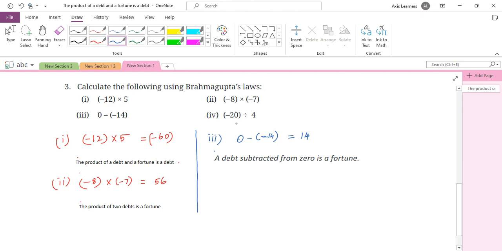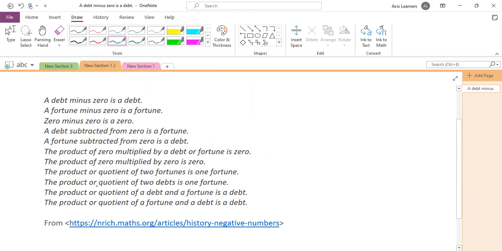Next one, fourth one, minus 20 divided by 4. Okay, see the rule. Product or quotient of 2 fortunes is a fortune. Product or quotient of 2 debts is a fortune. Sorry, product or quotient of a debt and a fortune is a debt.